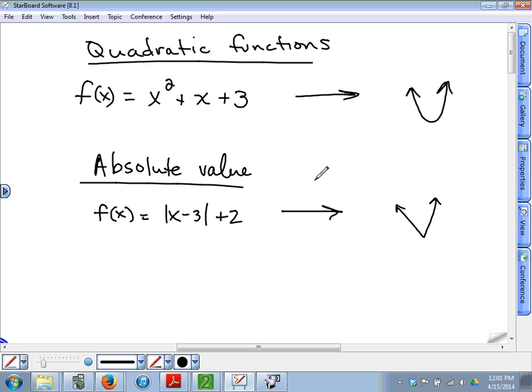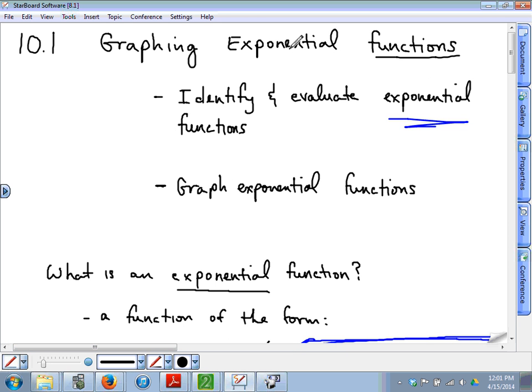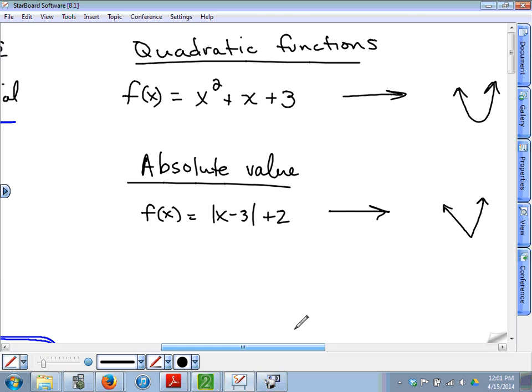There is a reason I'm doing this. You need to be able to tell when I say, all right, we're talking about exponential functions, you need to know what the difference is. And you will after today, but you need to know the difference between exponential functions and all these other ones. What else have we talked about?